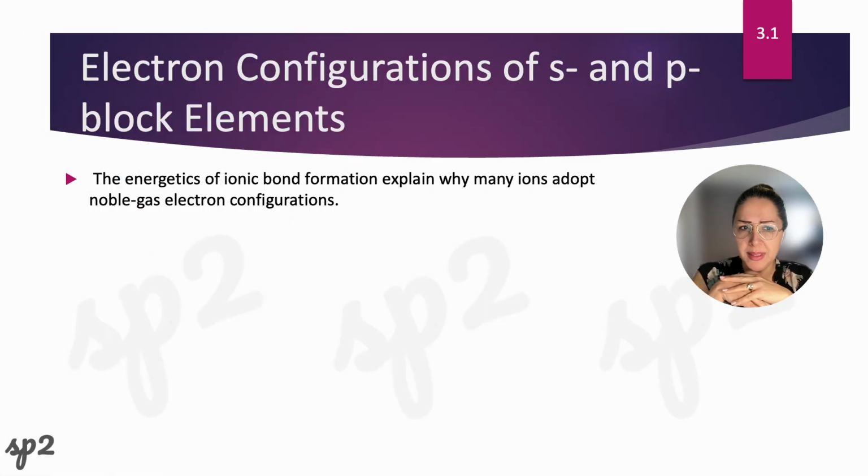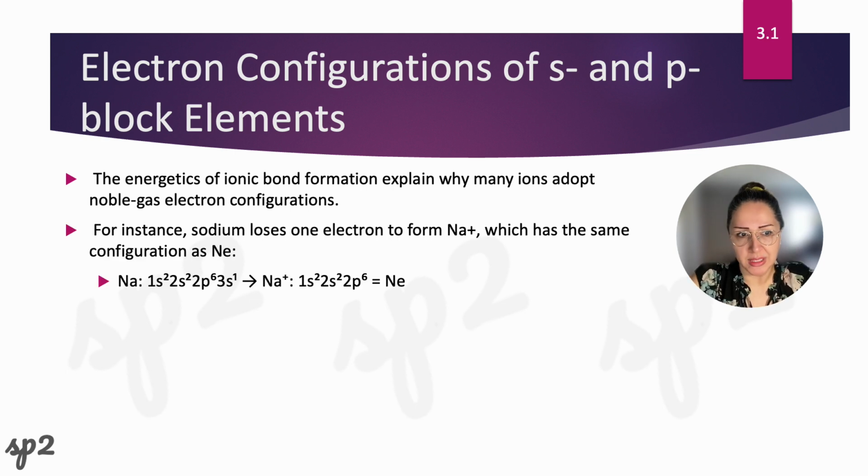Okay, so as you probably remember, the energetics of the ionic bond formation that we had in our previous lecture explains why many of the ions are trying to adapt the noble gas configurations. For example, if you're looking at sodium, we said that sodium is going to lose only one electron, right? No more than that, because we are reaching our neon noble gas configuration, right?